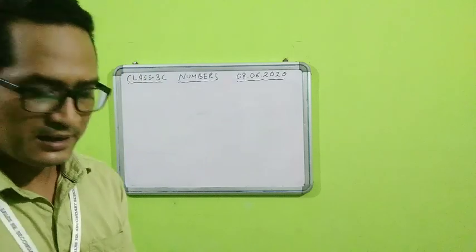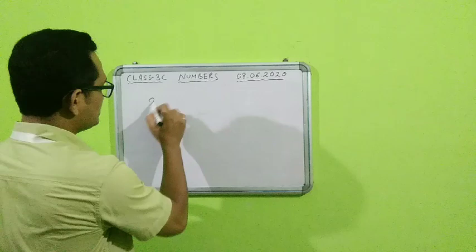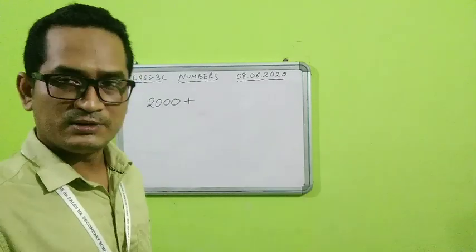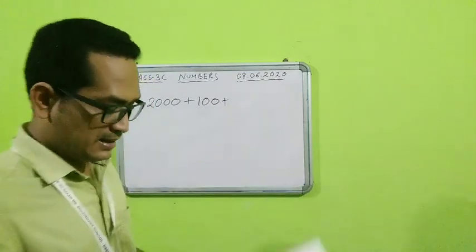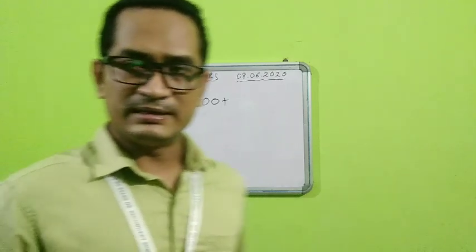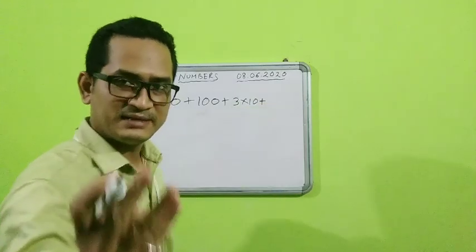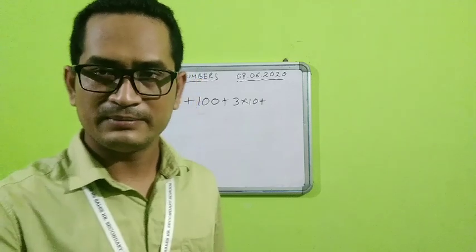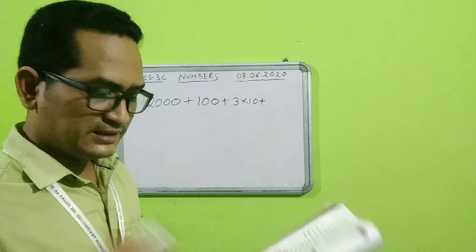So how do we say it? How many 2000 rupee notes are there? Only one, so you say it is 2000. Plus, how many 100 rupee notes are there? Only one, so you write 100. Plus, how many 10 rupee notes are there? You can count, there are 3 10 rupee notes. So we can write it as 3 into 10, that means 10 plus 10 plus 10. Instead of repeated addition, we can do multiplication, because multiplication is repeated addition only. 3 into 10. Plus, what is the last one?